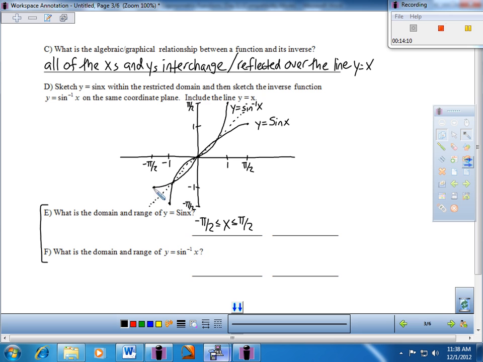And you can see it up here. I'm going to try to mirror it. Here's negative pi over 2, everybody. And as I track my graph horizontally, all the way to pi over 2. Okay, good. Now what's the range?